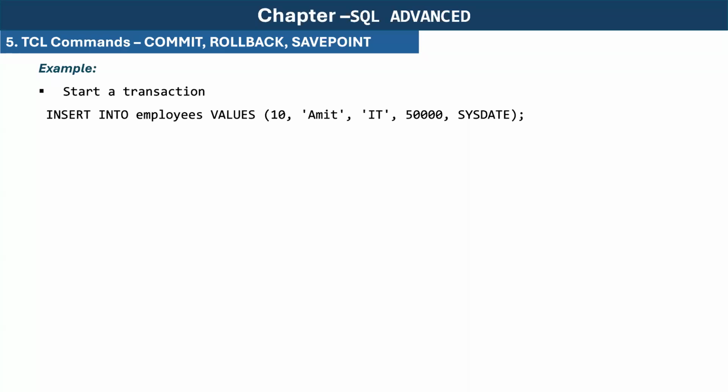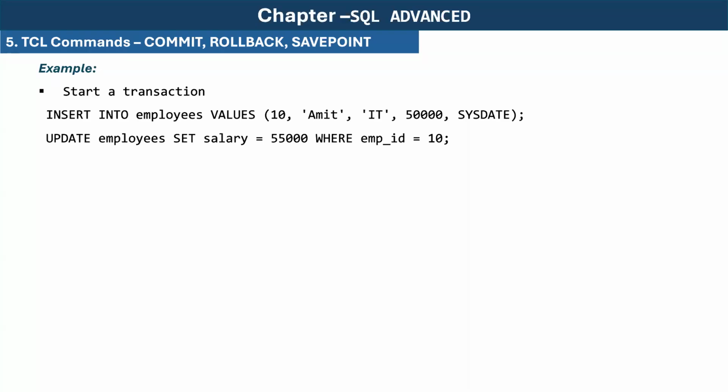Okay, right. And he's from the IT department, and his salary is 50,000. And maybe the created date is taking the system date. Okay, now operation one is done. Next, one more operation I was doing. What is the operation I'm doing? Update operation. Sir, Amit's salary I'm updating to 55. Initially it is 50, now it's 55.